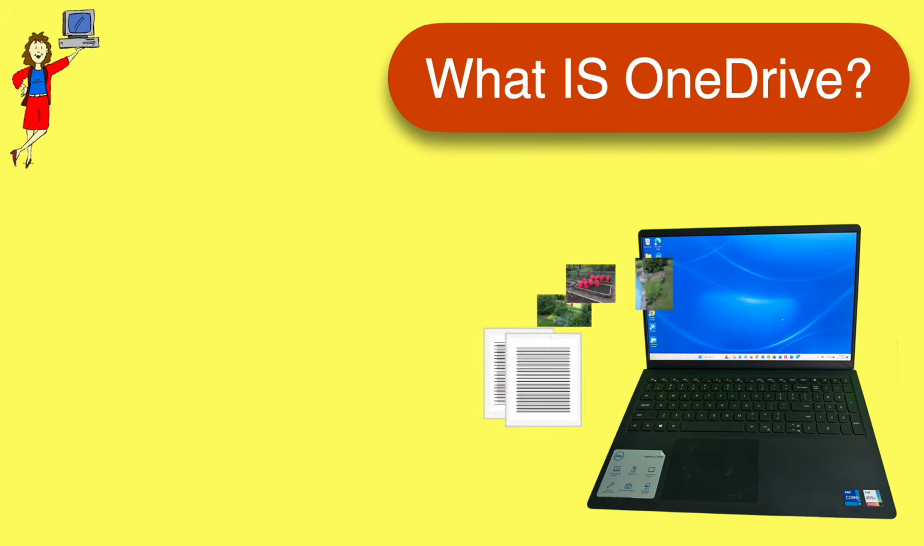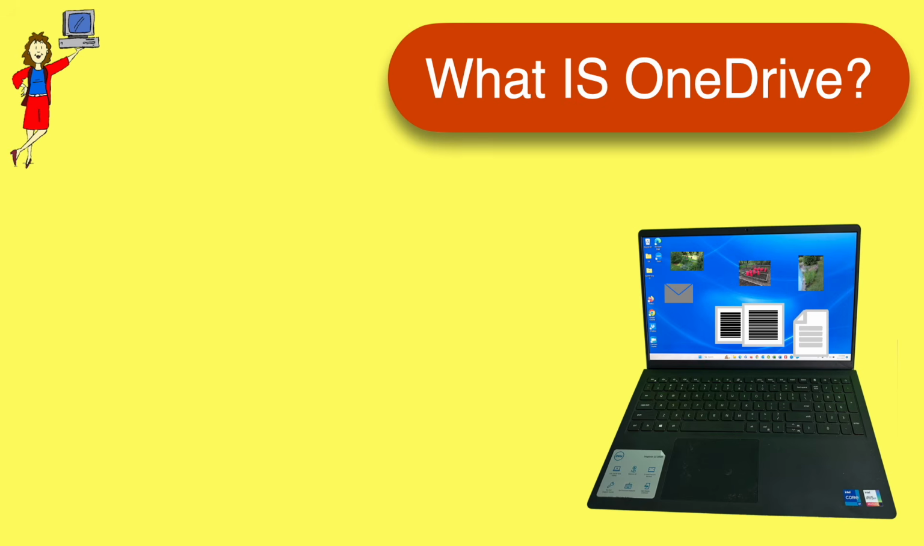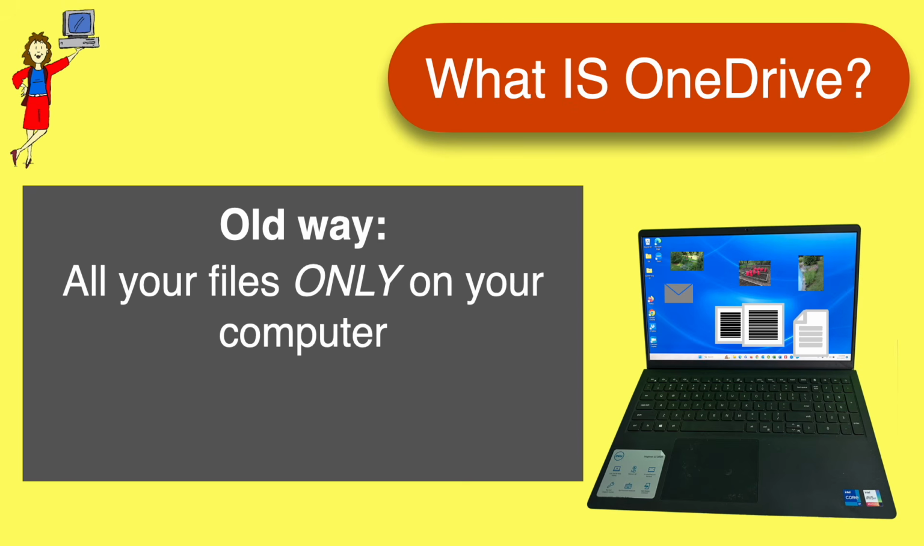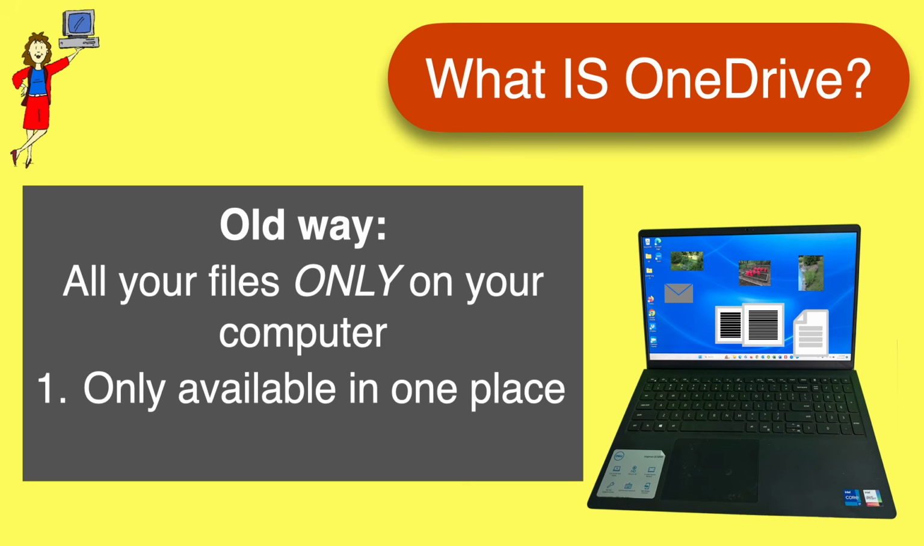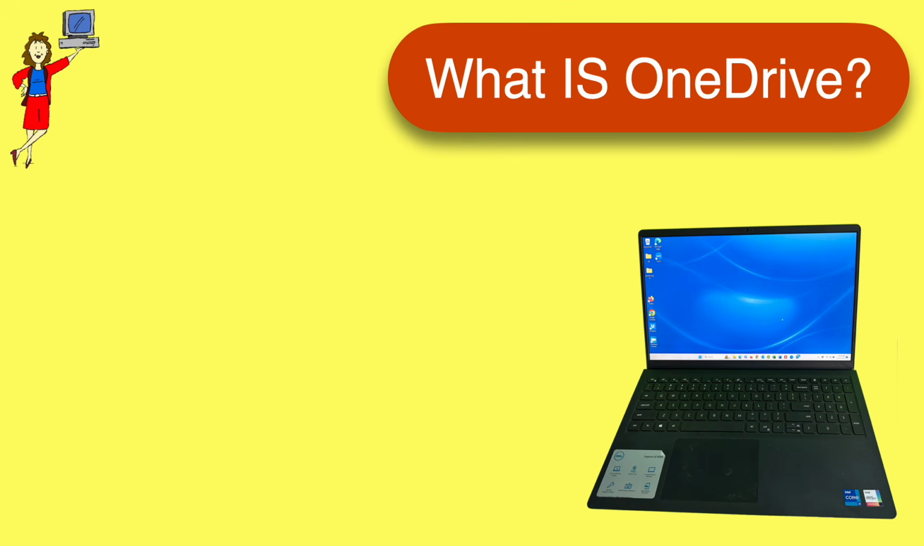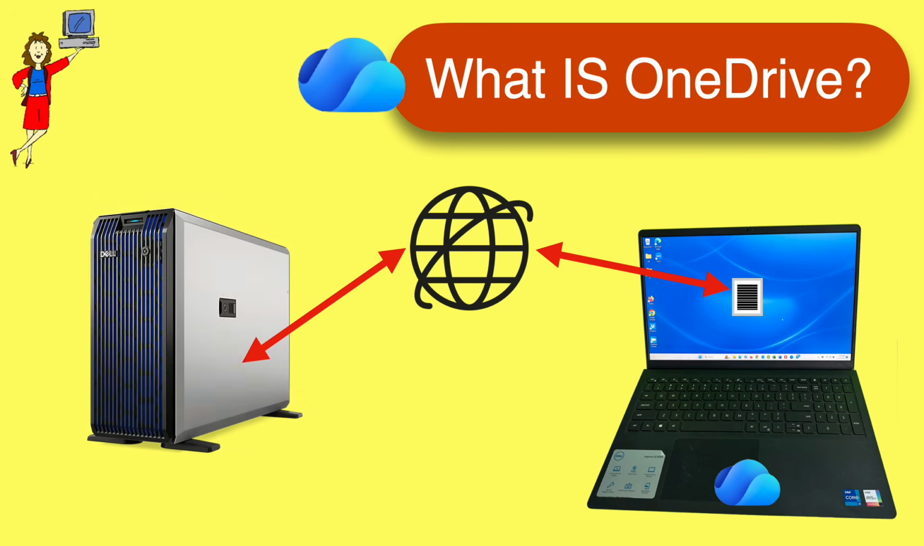What is OneDrive? Not that long ago, all your digital files lived only on your computer. That created two problems. You could only access your files on that computer, and if something happened to it, your files could disappear. OneDrive solves both of these problems. It runs automatically on your computer and copies your files across the internet to a sort of digital locker on a powerful computer called a server.